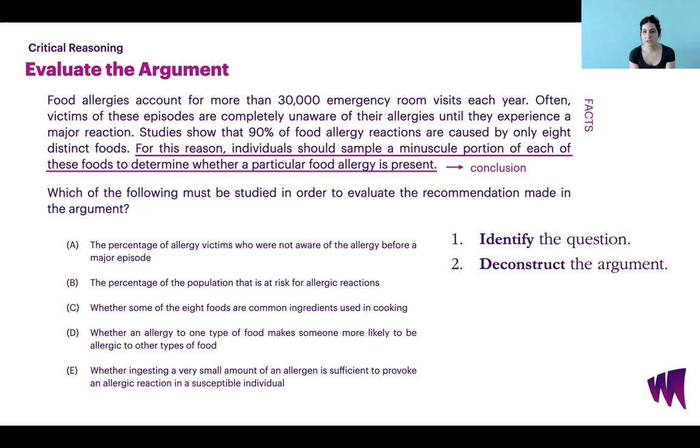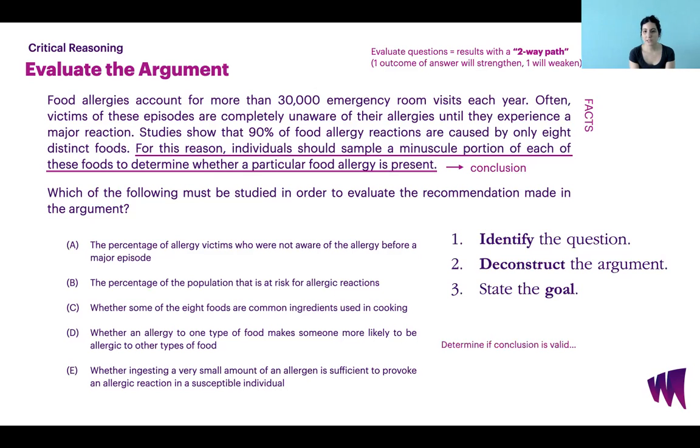So the next step is to state the goal. Since we're dealing with an evaluate question, we have to realize that evaluate questions have to result in a two-way path, meaning that depending on what answer choice you pick, you have to make sure that one outcome strengthens and one outcome weakens. So we're basically trying to determine if this conclusion is valid, and we have to also realize that they're assuming that we can tell from a tiny bit of food that we're allergic, and also that it's not harmful to try this tiny bit of food that we might be allergic to.